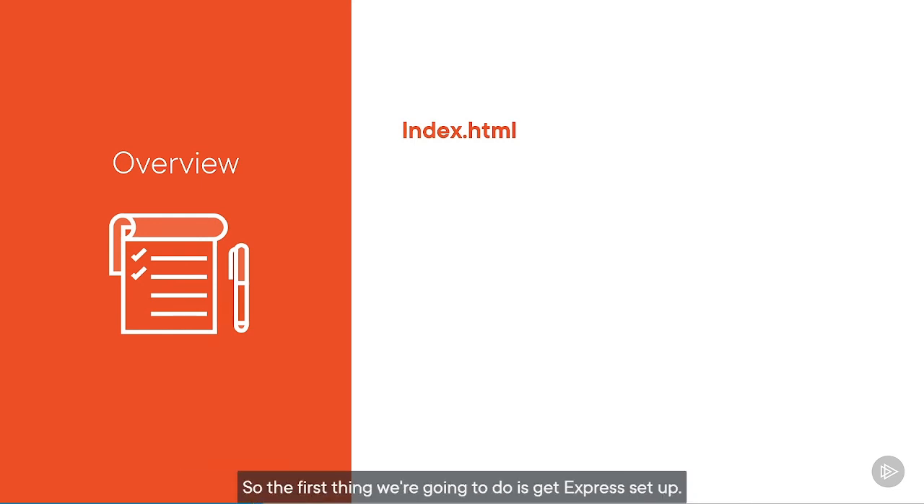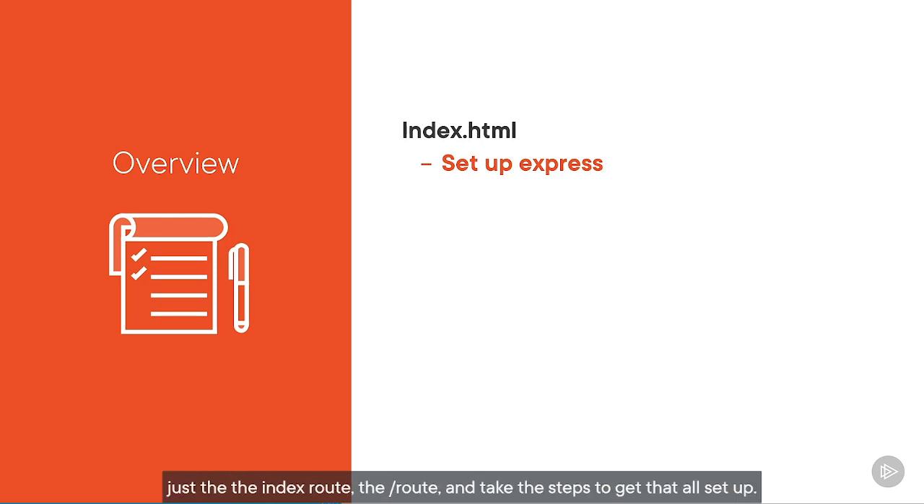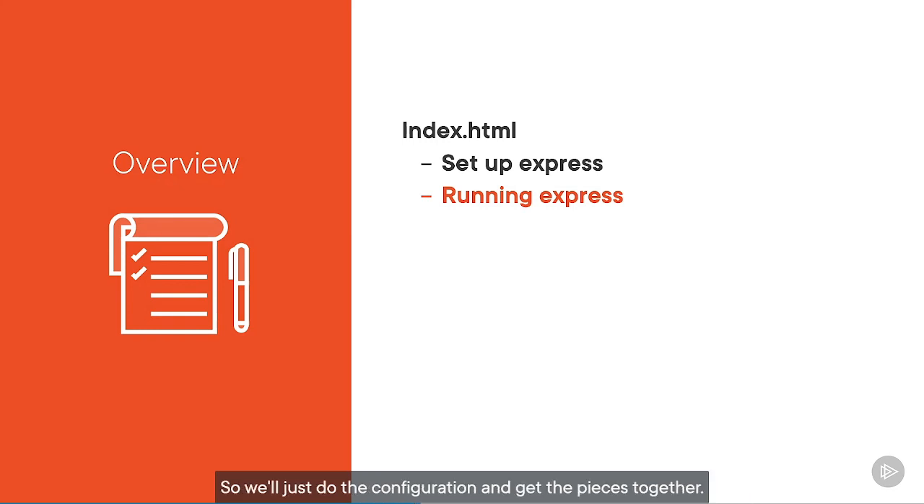So the first thing we're going to do is get Express set up. Let's actually begin by serving a route in Express, just the index route, the slash route, and take the steps to get that all set up. Now, once we're there, we're going to run Express and get Express working the way we want it to. So we'll just do the configuration and get the pieces together.